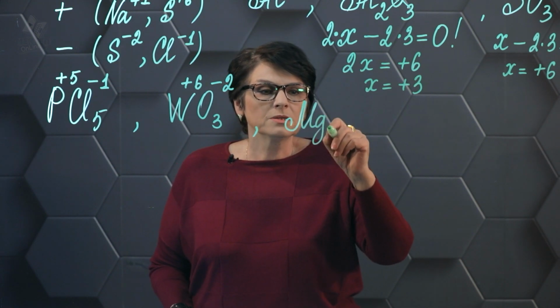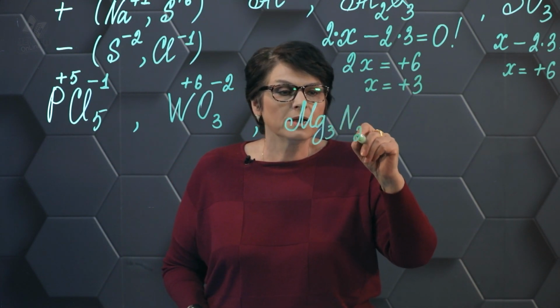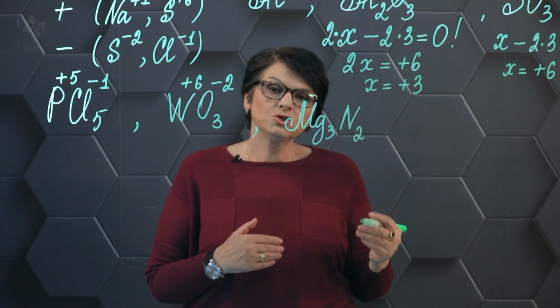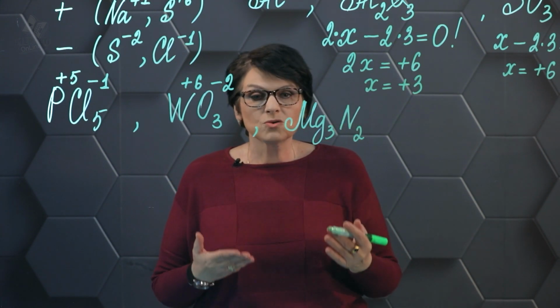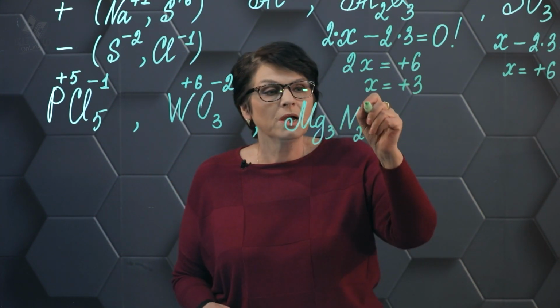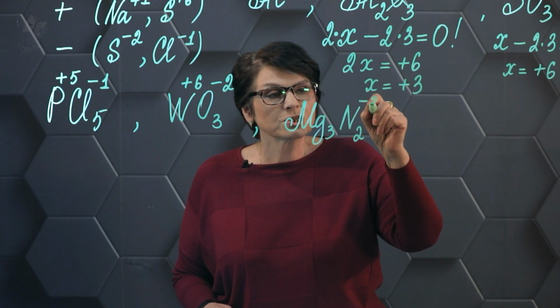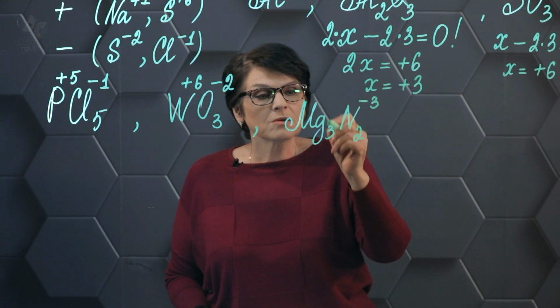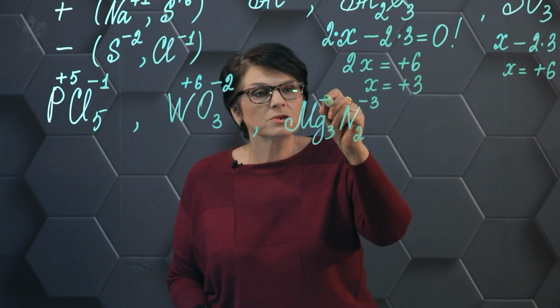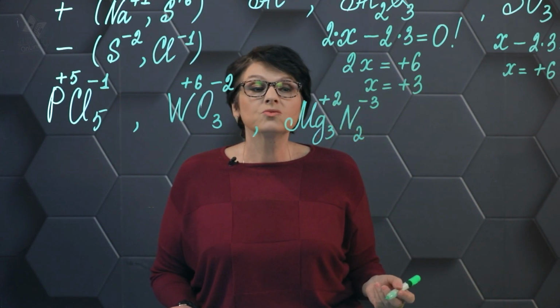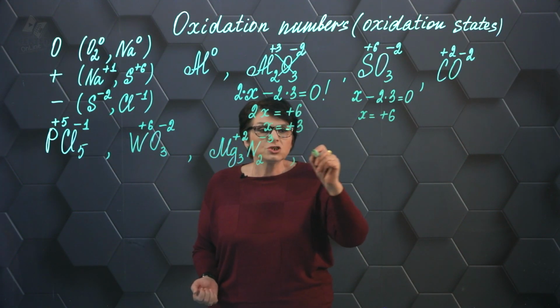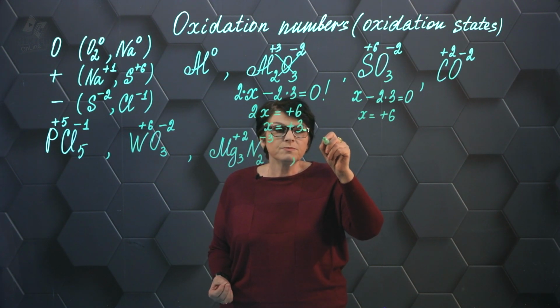Magnesium Mg3N2. Magnesium nitride. Let's start with nitrogen. Nitrogen is in group 5, group 5A, or group 15. It falls short of completion to 8 by 3. And as we can see, the wonderful rule of the cross is at work here. So magnesium will have +2. Another example, let's say sodium.